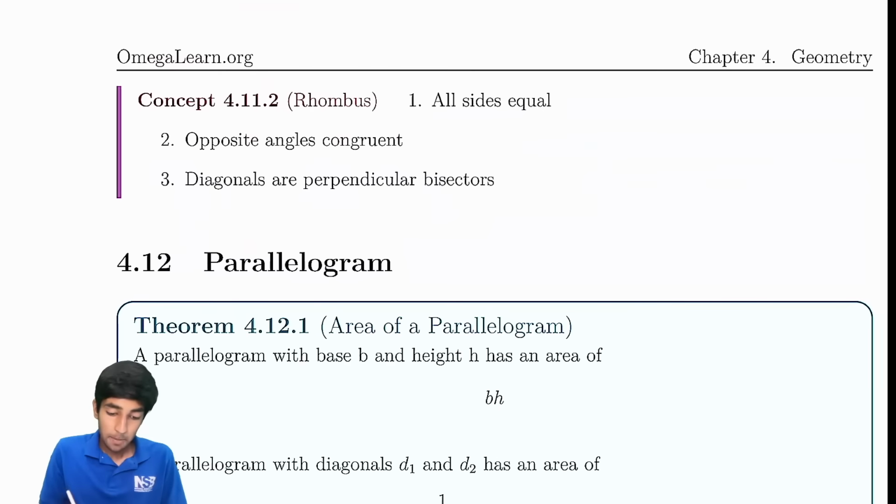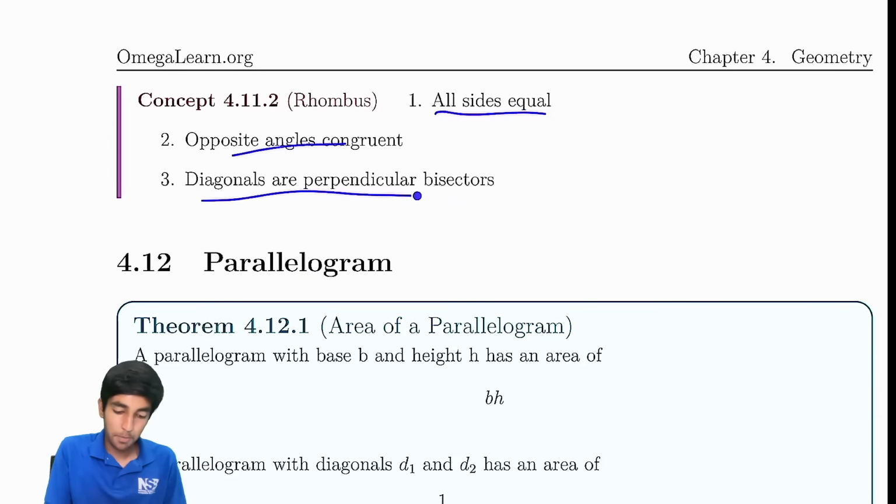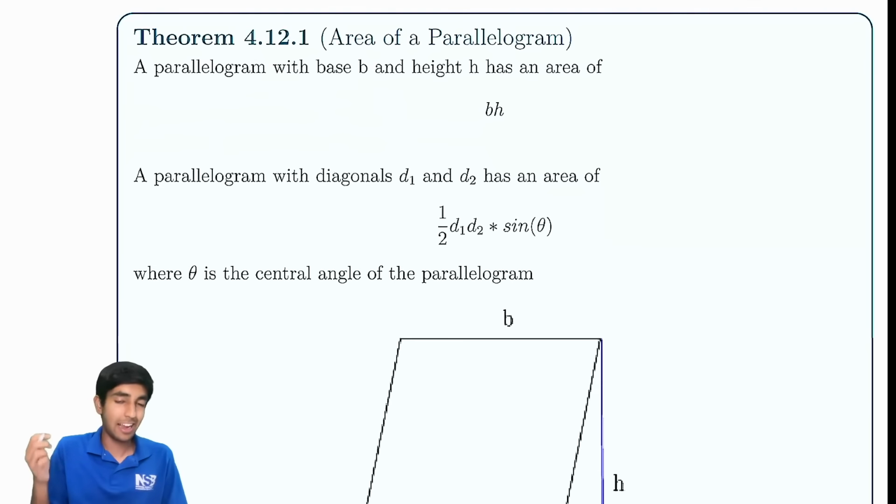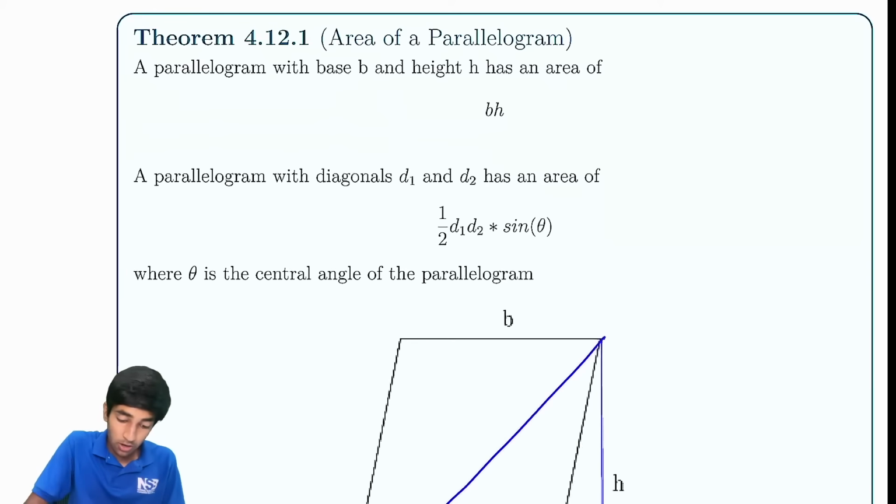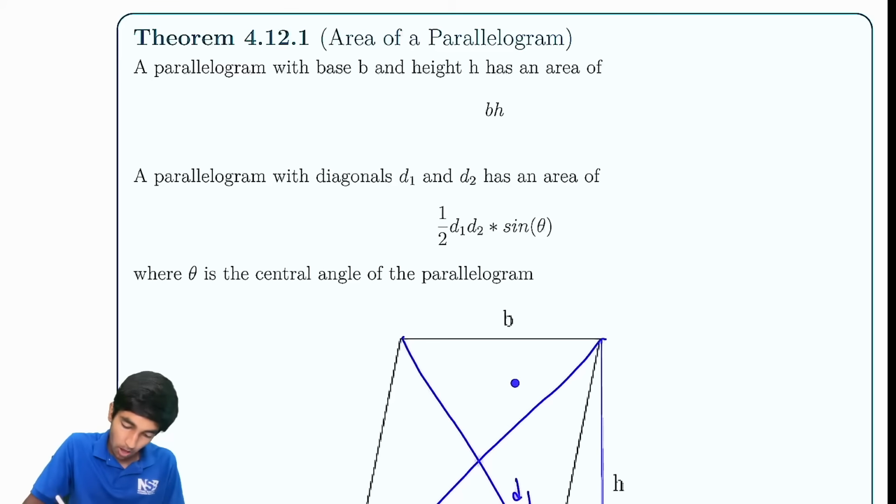And rhombus, we have these basic properties you probably know. Area of a parallelogram, just base times height. Remember, the height is not this side. If you have diagonals d1 and d2, now this is something a little cooler. We'll go over trig a little bit later, but this is d1, this is d2, this is theta.